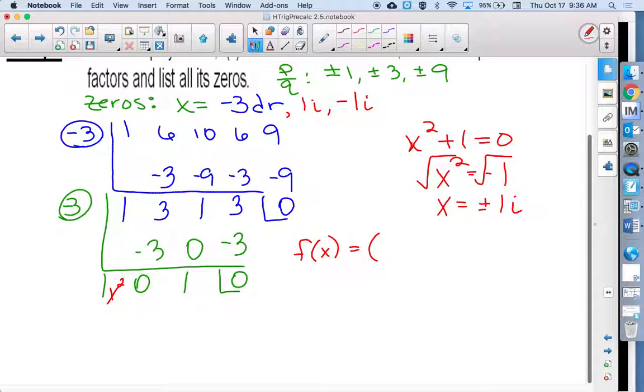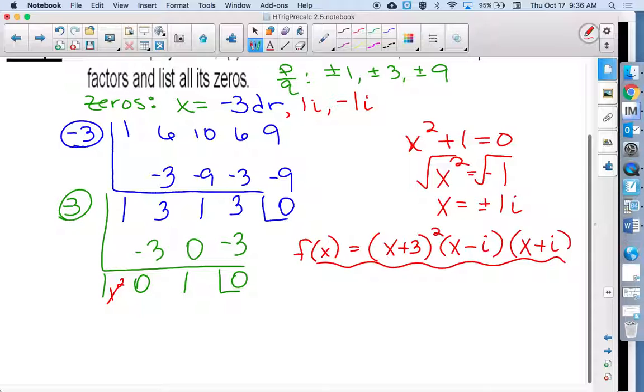So having a -3 as a 0 means we have +3 as a factor, and it's squared because it's a double root. So your double root should coincide with your factored form. And then the -i and the +i. Questions? So is it really different from what we did for the first half of the chapter? Not really, no. We're just getting all the answers. The process is the same.